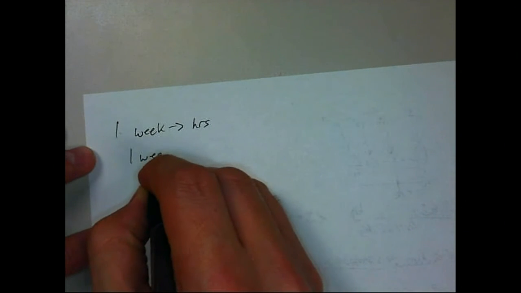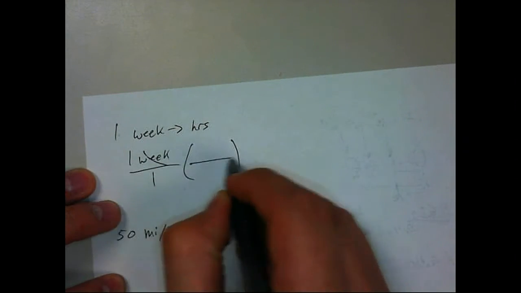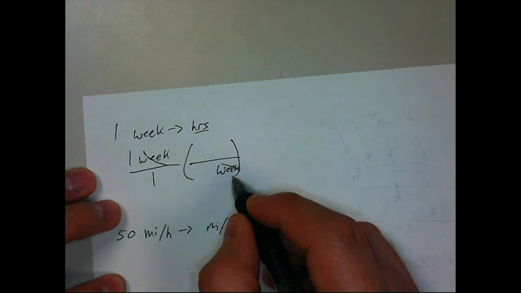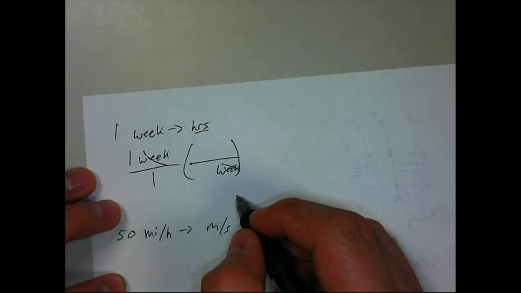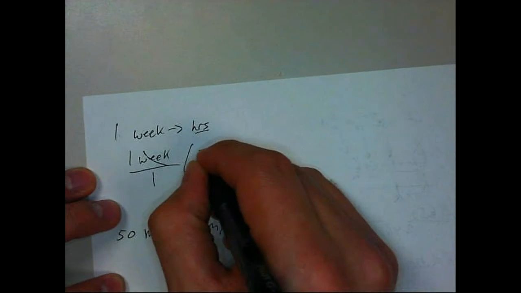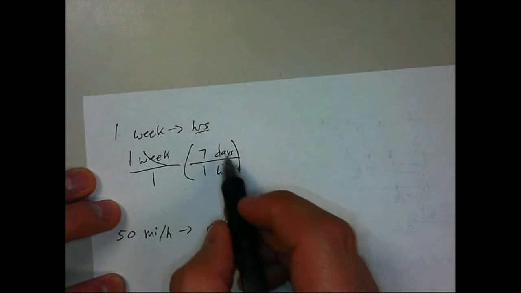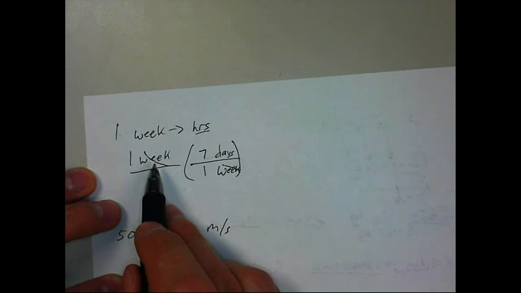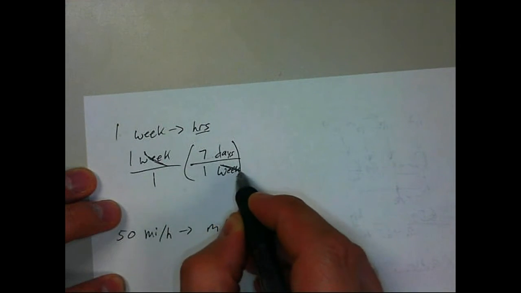1 week into hours. 1 week, understood 1 on the bottom. We want to get rid of weeks. We want to go to hours. So weeks has to go on the bottom. It's going to be gotten rid of. I don't know how many hours are in 1 week, so I can't make that direct comparison here. I do know how many days are in a week, though. You and I both know that there are 7 days in 1 week. This amount up here is equal to this amount at the bottom, so this whole thing equals 1. So it's not changing this amount. All we're doing is getting rid of these units.